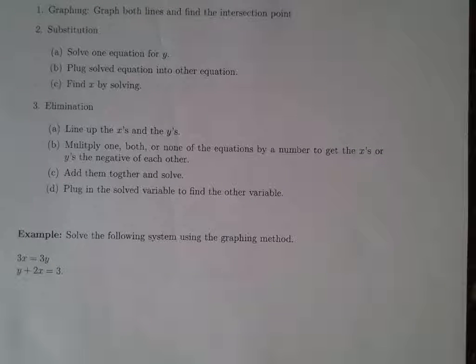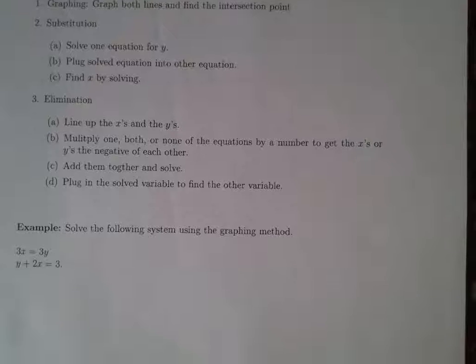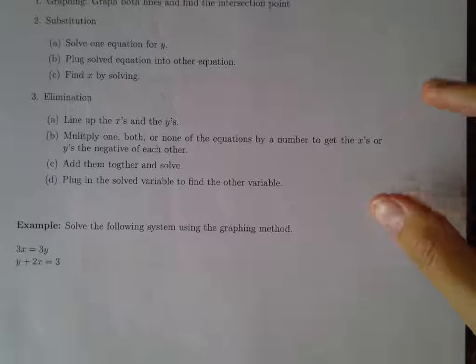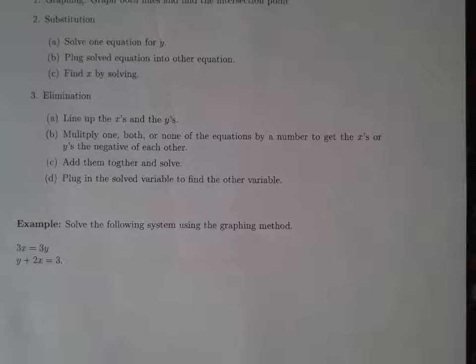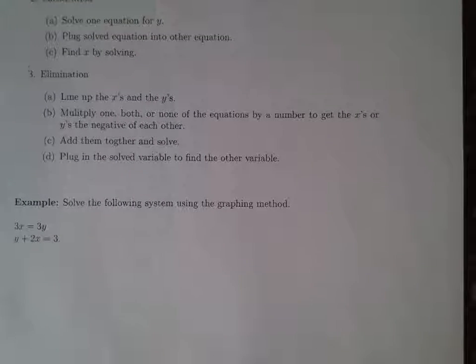So you line up the x's and the y's, multiply one, both, or none of the equations by a number to get the x's or y's the negative of each other. Add them together and solve. This one will be easier to explain as we do it, but this way is probably the fastest way. So we're going to do an example of each one of these.